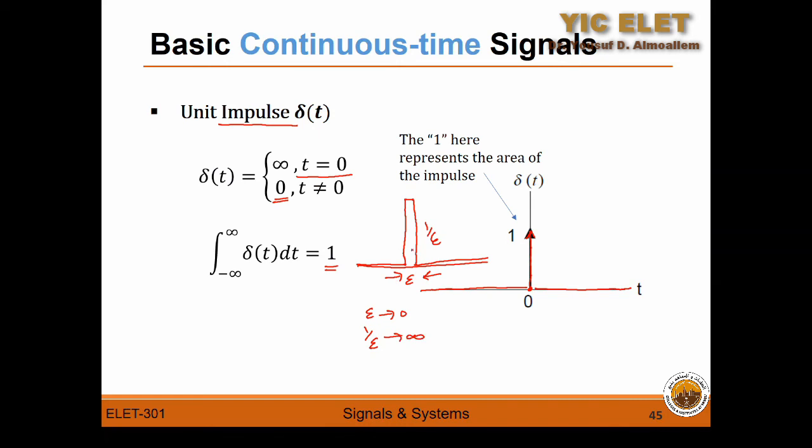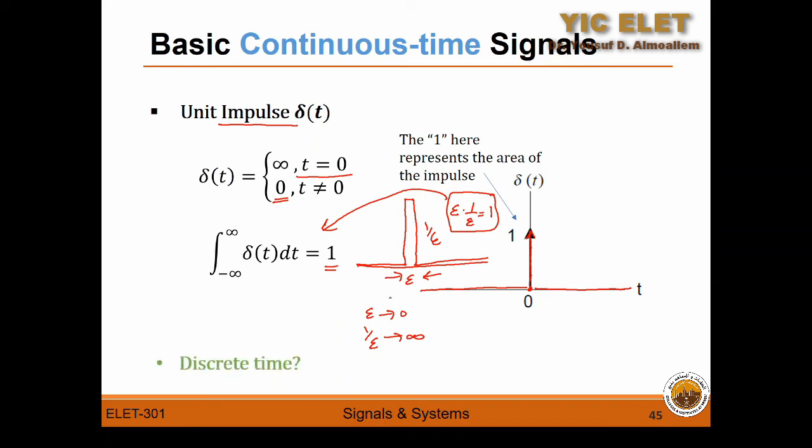As the width becomes narrower and smaller, almost 0, the height will shoot up till it reaches infinity. And if somebody wants to calculate the area under this rectangle, he will just multiply the width by the height. So this will be equal to epsilon times 1 over epsilon, which is equal to 1. And this is the definition of this integration: the area under the curve, which will be equal to 1 once the height reaches infinity and the width reaches 0.